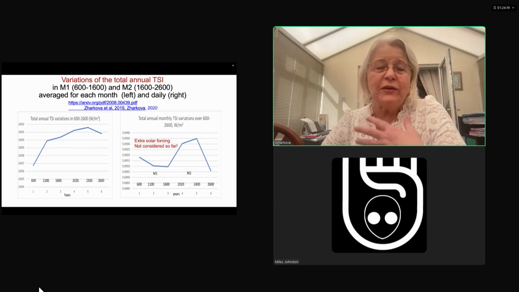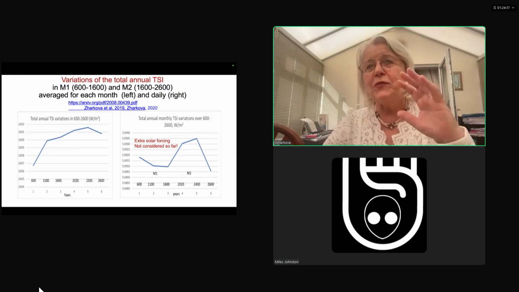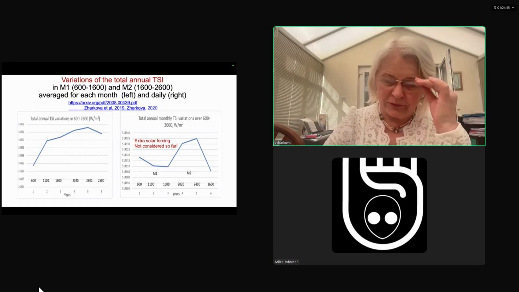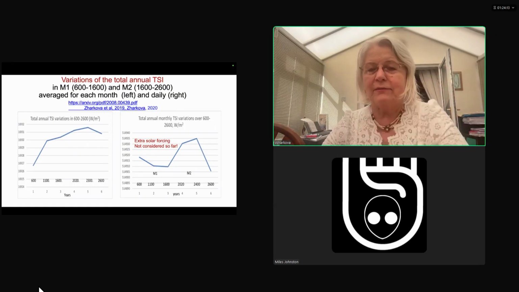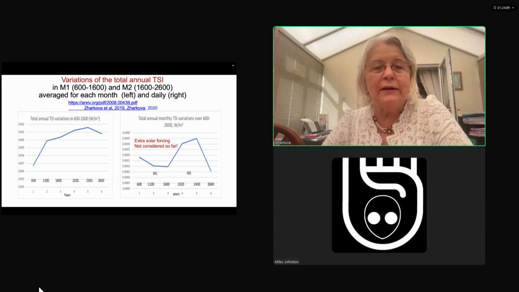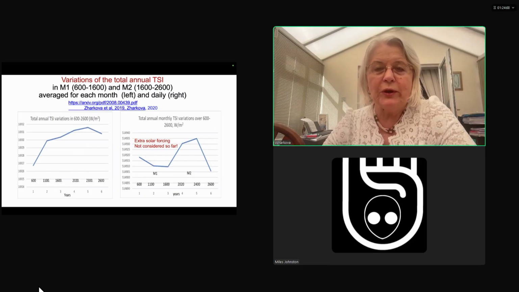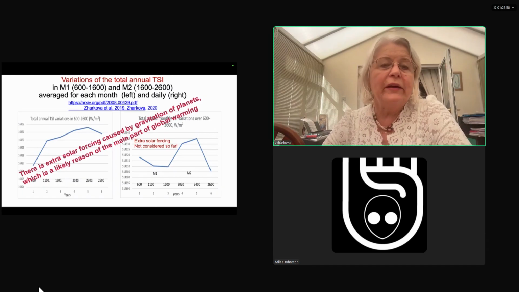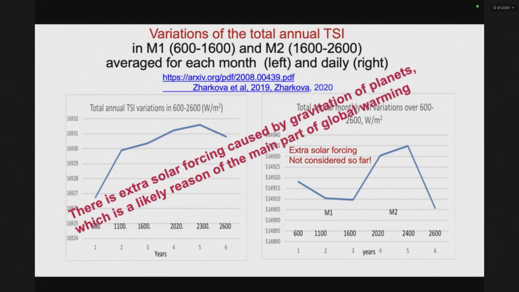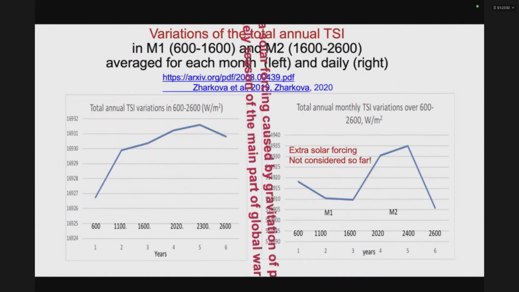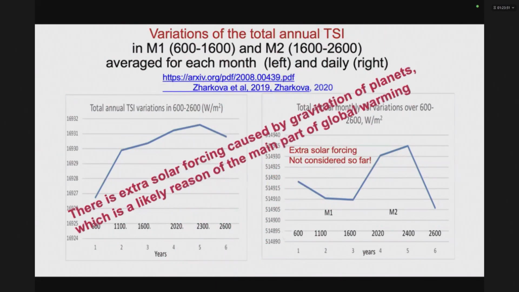Instead of finding some imaginary forcing coming from greenhouse gases, which have nothing to do with it, they simply, wrongly, accused them, because CO2 is a very good gas. It produces a lot of greenery. Every garden center puts in CO2 to have better greenery. So the extra solar forcing caused by the gravitation of the planets is likely the reason, or the main part, of global warming. So this is the main interest.